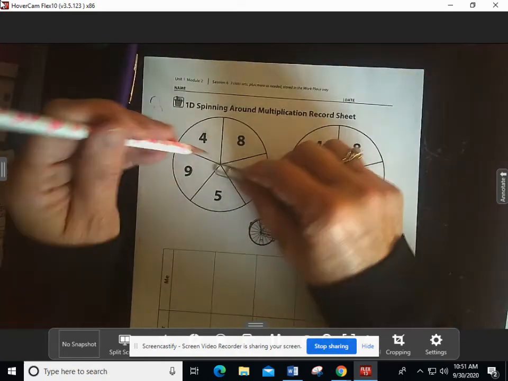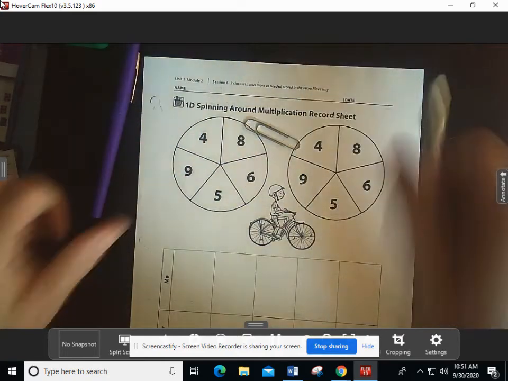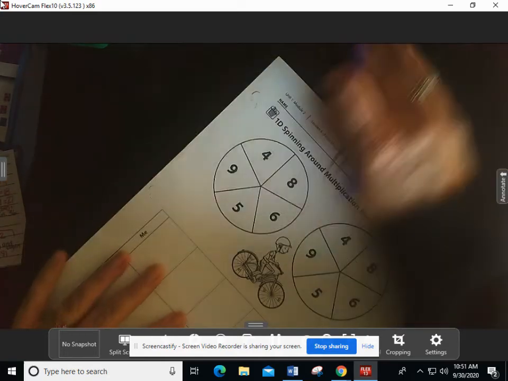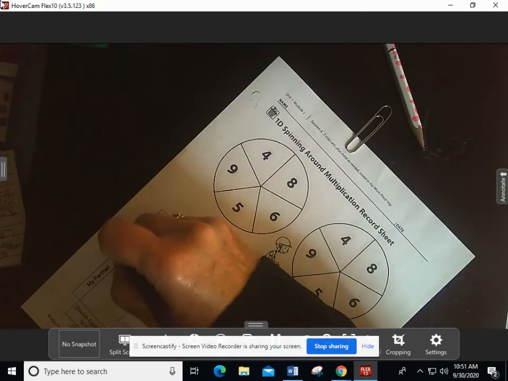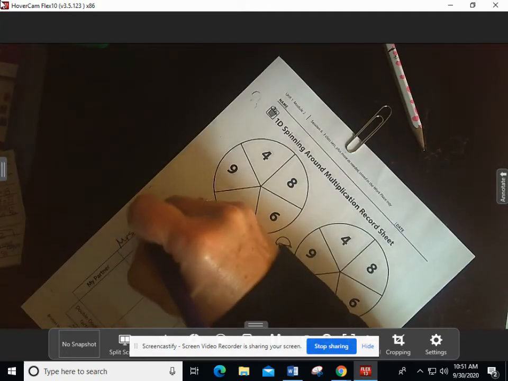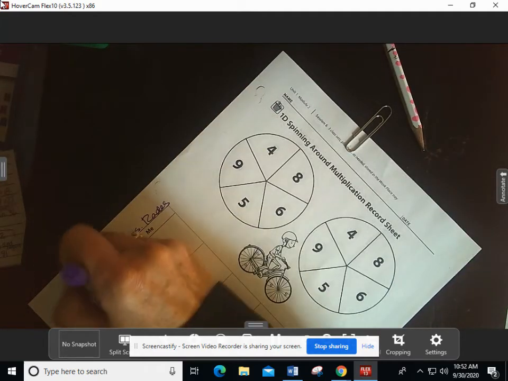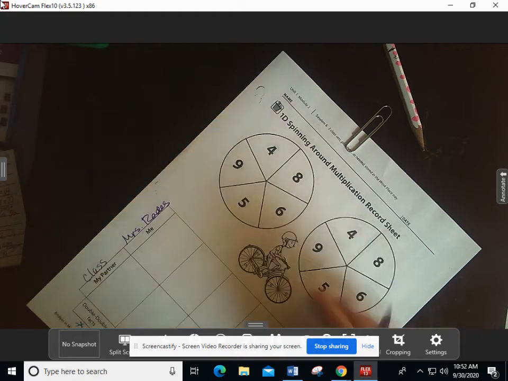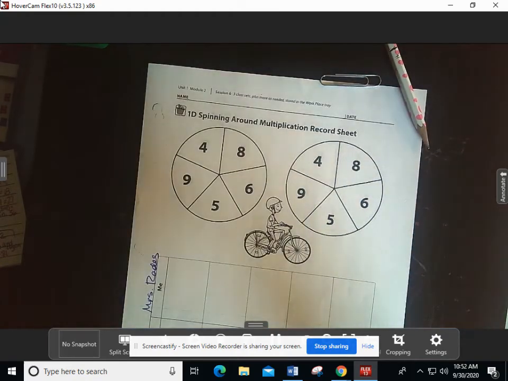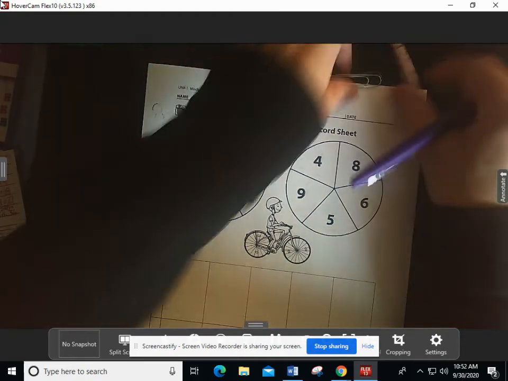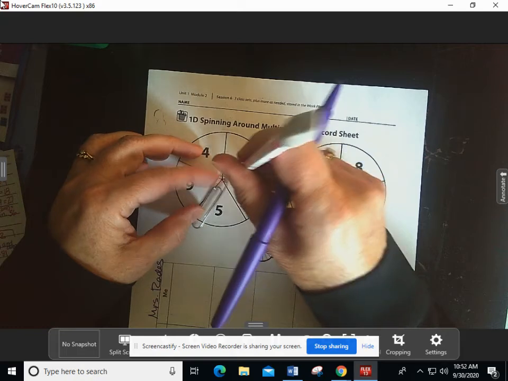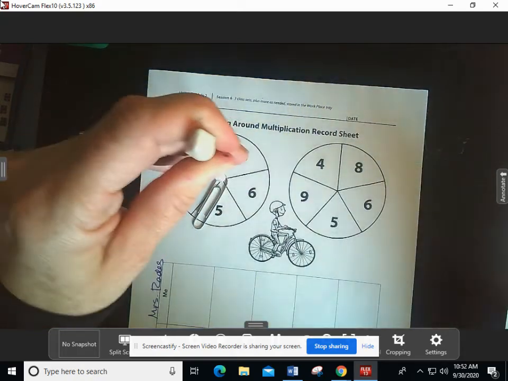So to play this game, it's going to be me, Mrs. Redis, versus the class. Although we had quite a game when we did the boys versus the girls. That was a lot of fun. Yeah, the girls won.